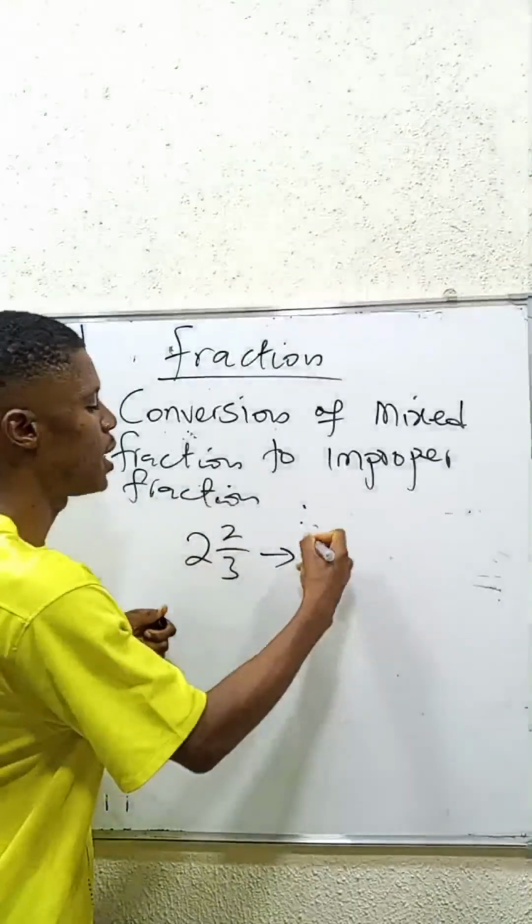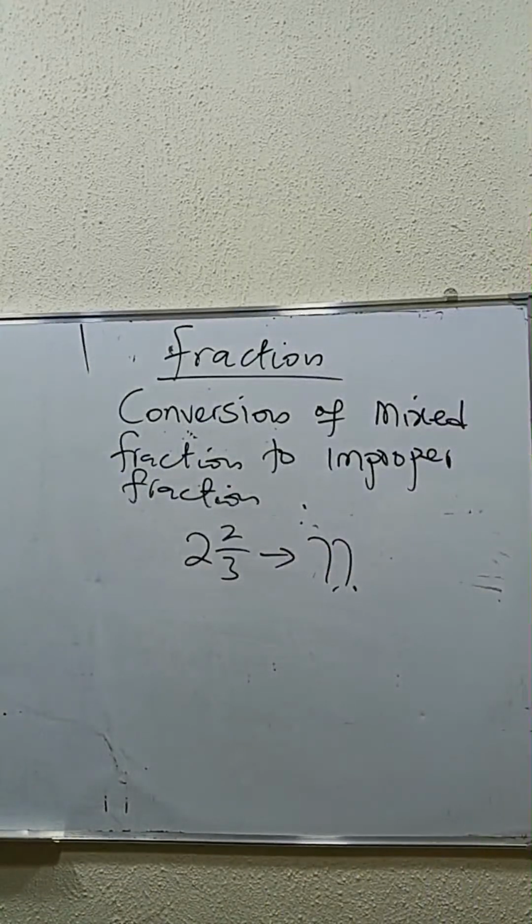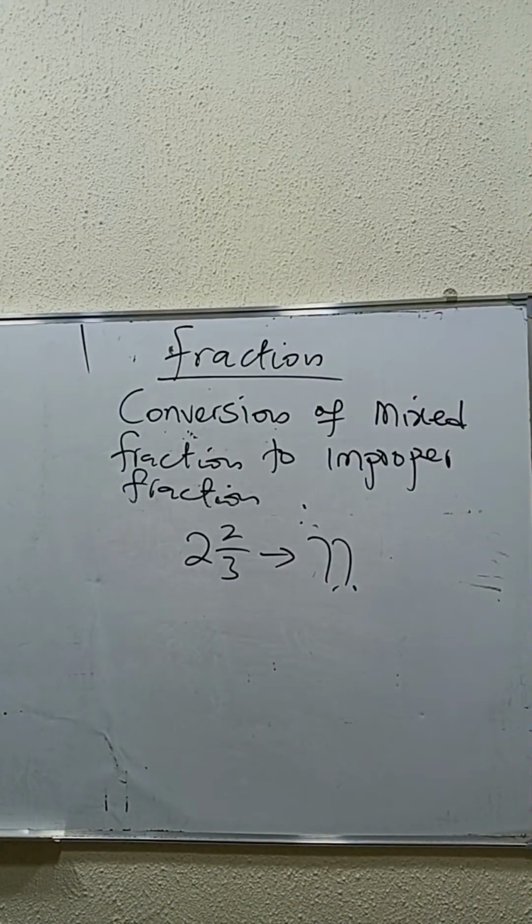Okay, guys, try this last one before we move to the next one of conversion. Try to convert 2 wholes 2 over 3 to an improper fraction. Drop the answer in the comments. Let's see what you got. Two minutes more.